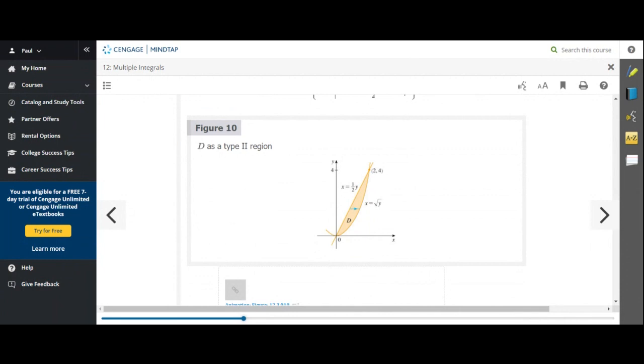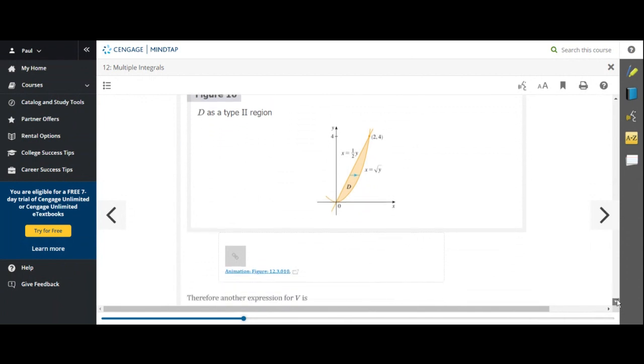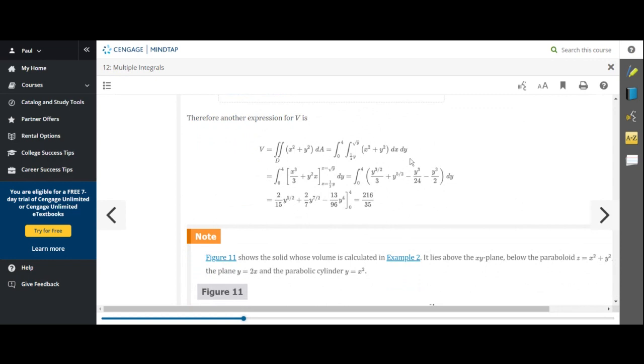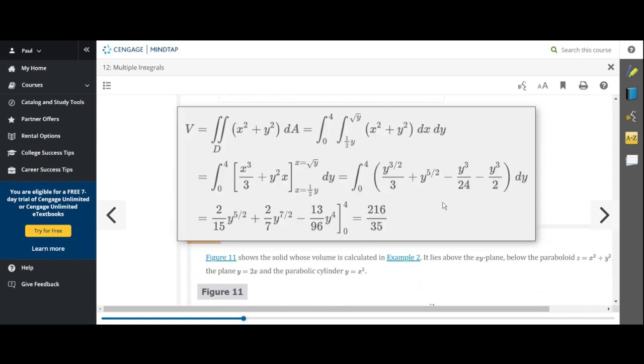And then when you do the double integral, you're going to be integrating with respect to x first, and the left and right limits are half y and the square root of y. Okay, so there's how you compute that double integral.